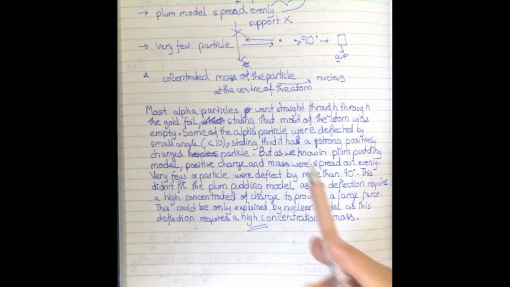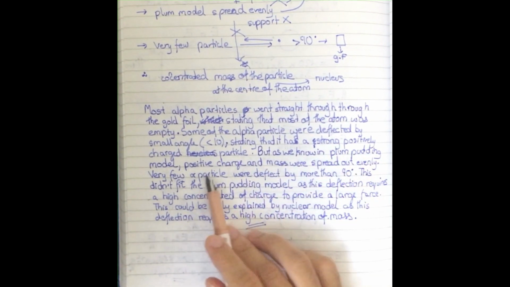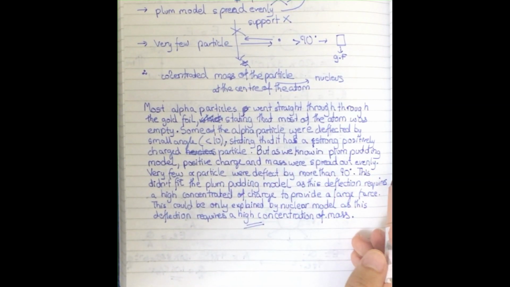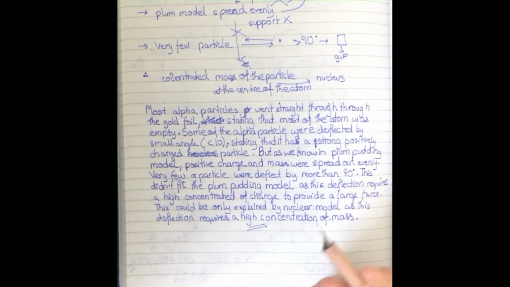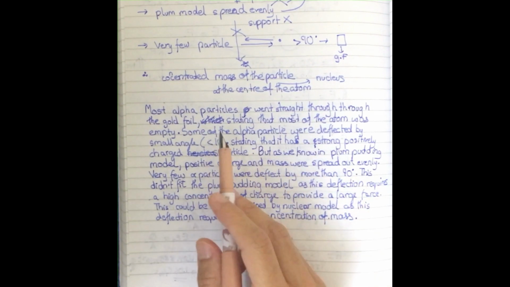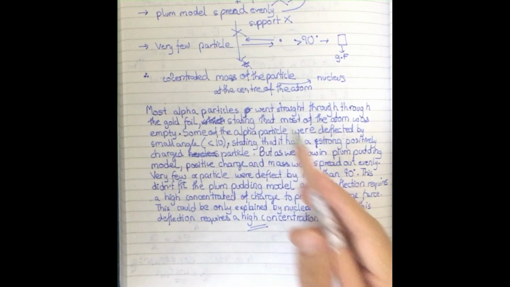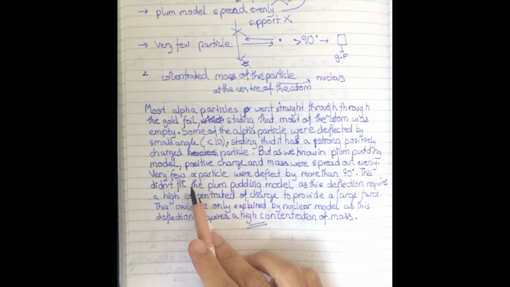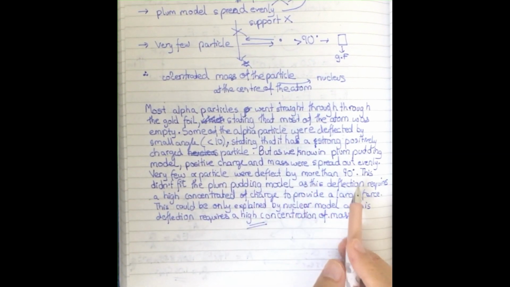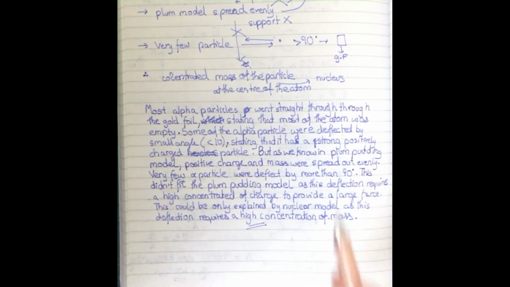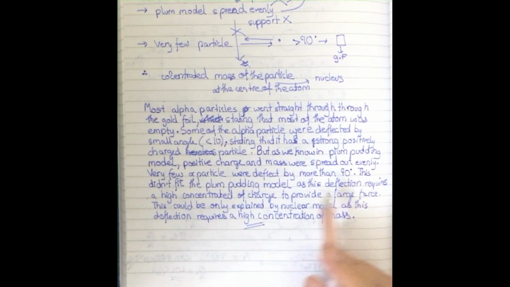But now we're going to contradict the statement that was given to us. As we know, in the plum pudding model, positive charge and mass were spread out evenly, right? So it's not supporting the theory given by the plum pudding model, because it's contradicting the experiment that was done by the scientists with the alpha particles. Very few alpha particles were deflected by more than 90 degrees, right? They were deflected largely, like they went backwards, they did not go straight. They were very few, right?